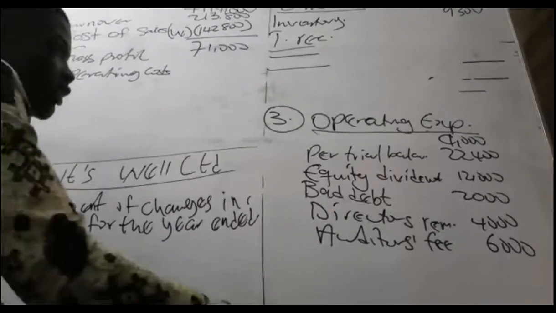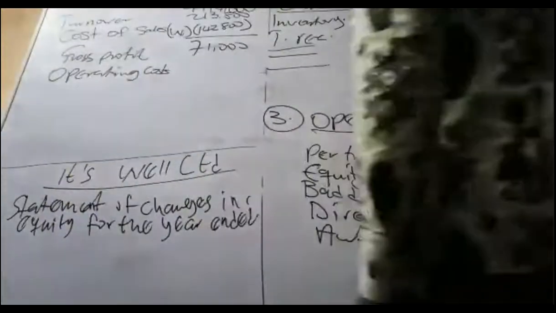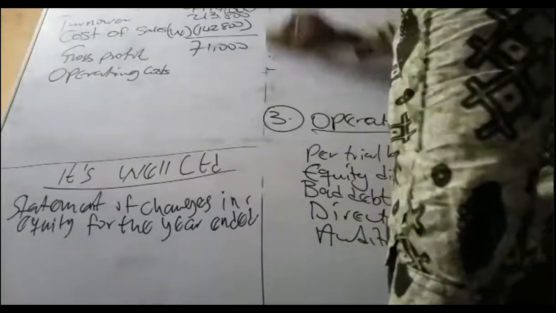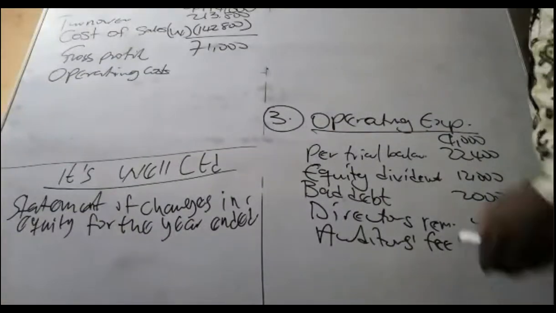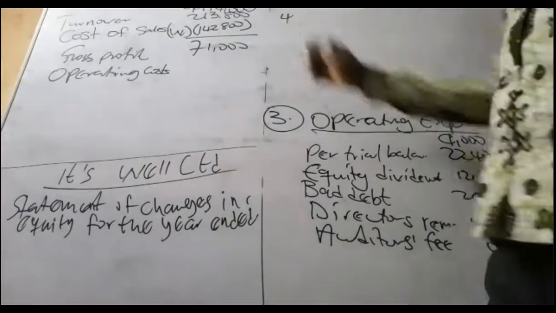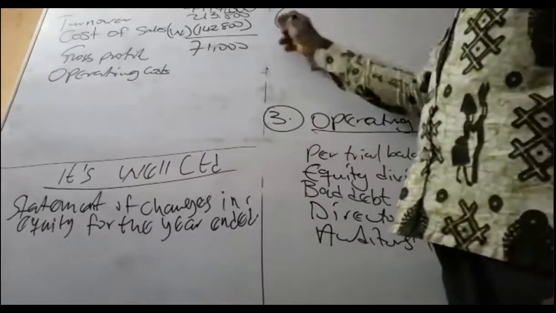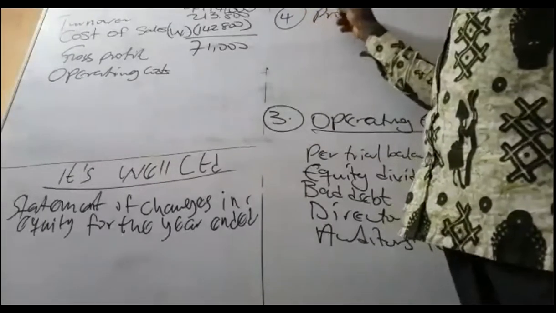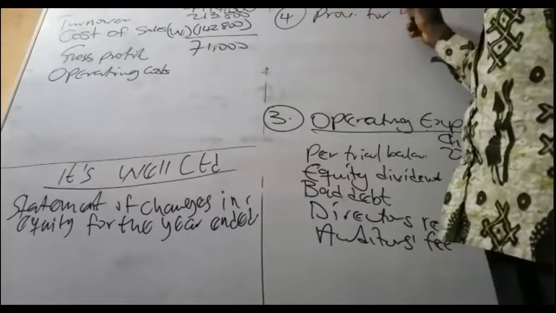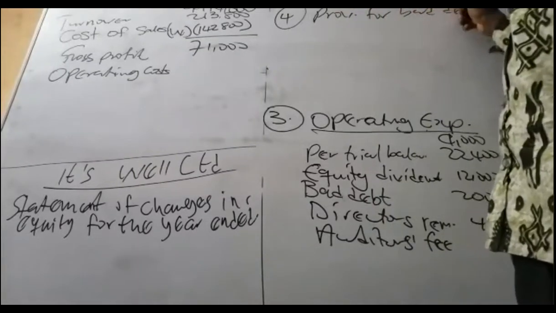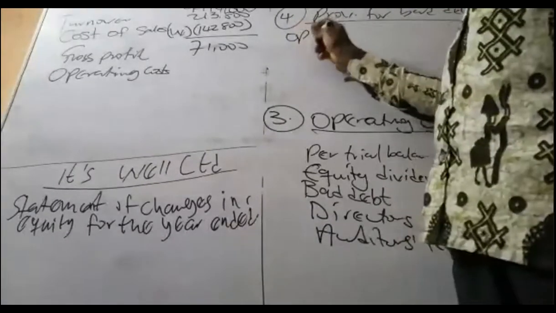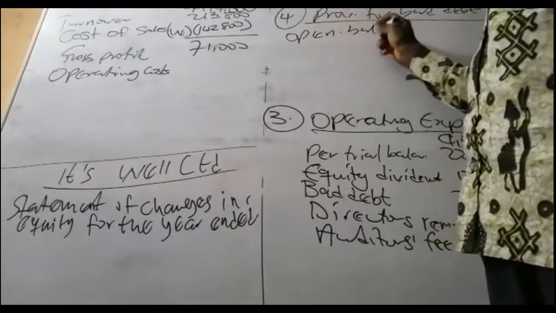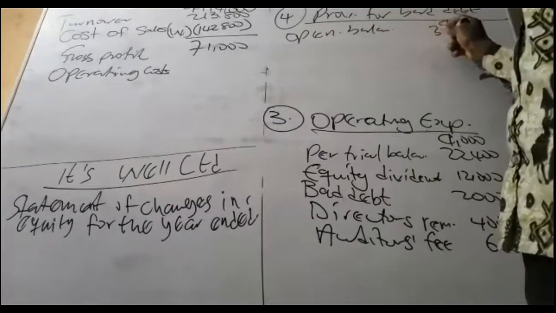Open balance is 3,000. So let's go. Then, in fact, let me do the workings 4 on top here. So workings 4. Write the 4 here. Tell the examiner that I'm going to work on provision for bad and doubtful debt. As usual, open balance is neutral balance. Happen to be 3,000. Bring it.